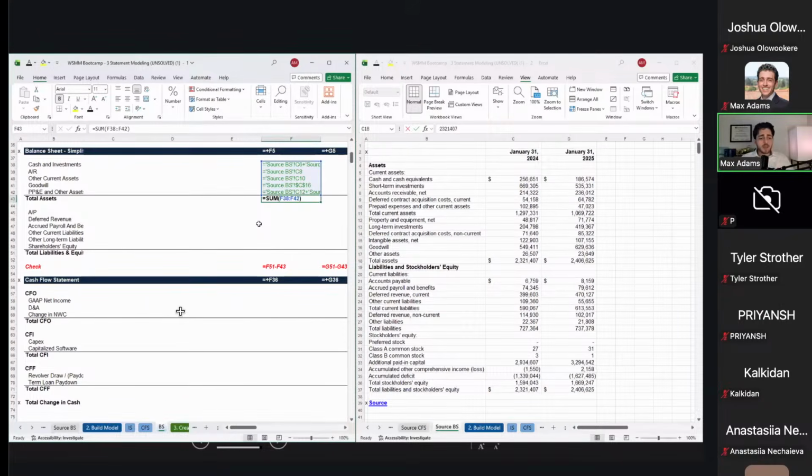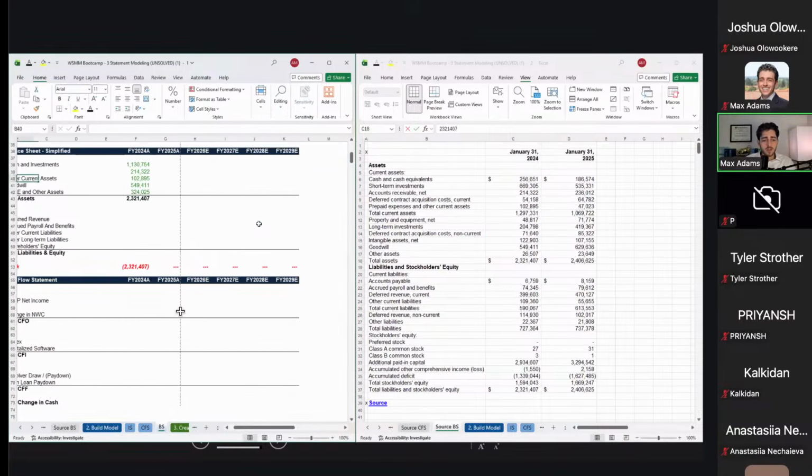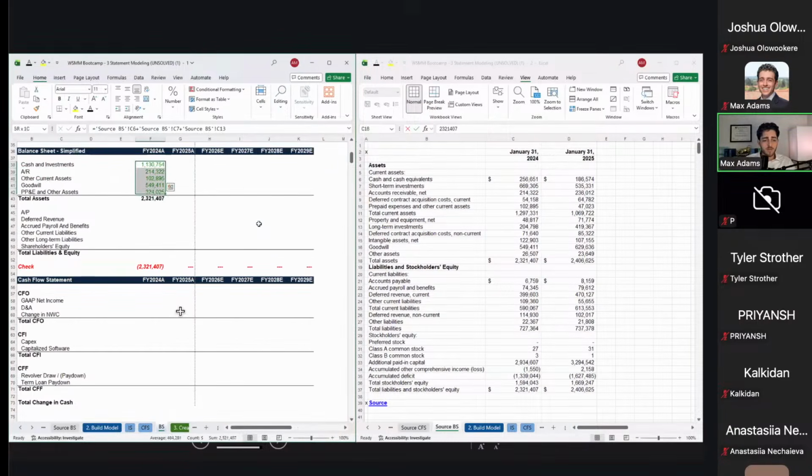Okay, so that gets us our total assets, and I'm just going to copy that over for 2025 as well. Again, just to make sure that everyone's up to speed on what we did here: the cash is pretty simple. We basically just linked up the cash and cash equivalents, the short-term investments and the long-term investments. Accounts receivable is just accounts receivable. Other current assets is just other current assets. Goodwill is just goodwill. And then this other bucket is kind of everything else.